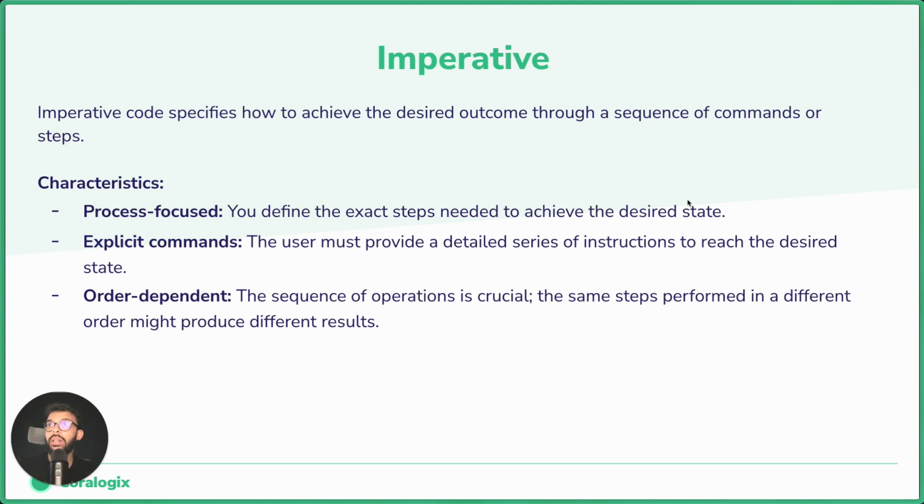The second one, explicit commands. The user must provide the detailed series of instructions to reach the desired state. And this increases a lot the cognitive load on the users using this tool. The last one is order dependent. The sequence of operations is crucial because the same steps performed in a different order might produce different results. And this is terrible when we are handling infrastructure or monitoring resources as code.